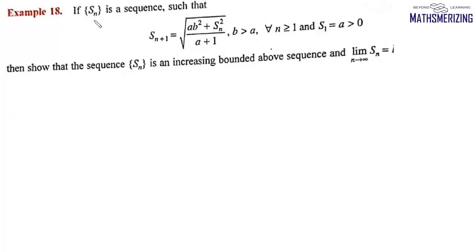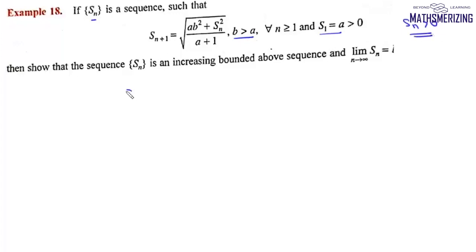Now here the question is, if Sₙ is a sequence such that Sₙ₊₁ equals under root of (AB square plus Sₙ square) upon (A plus 1), where B is greater than A and S₁ equals A greater than 0, then show that this sequence is an increasing, bounded above sequence and the limit as n tends to infinity of Sₙ is equal to B. Now we are given that S₁ is equal to A and it is greater than 0. Now if we put the value of S₁, we'll get S₂. Any term in the sequence will be simply greater than 0.